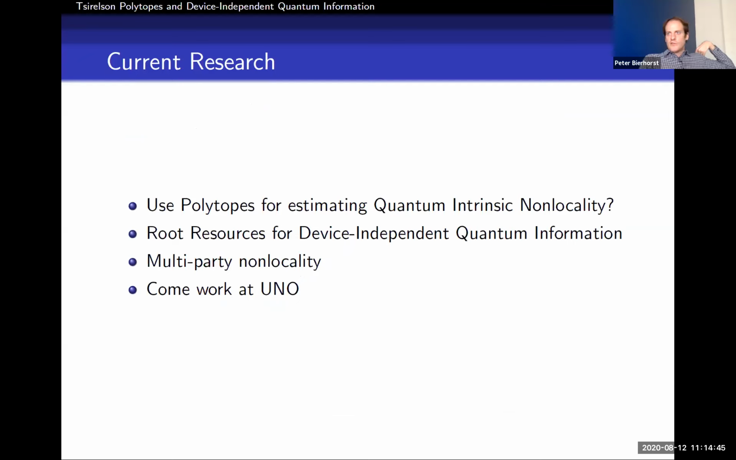In current research, we're applying these techniques to other things, like calculating the quantum intrinsic non-locality of quantum distributions, and really trying to find the root resources for device-independent quantum tasks.